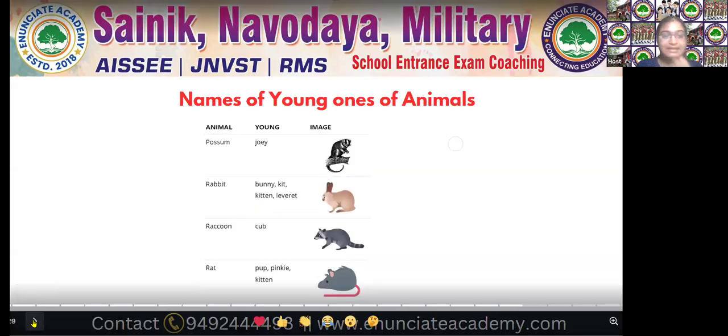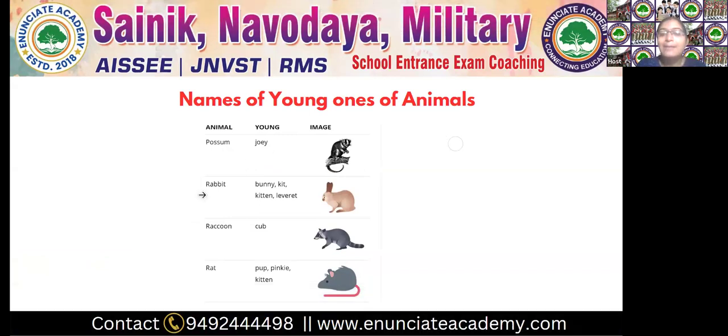And another animal is possum. The young one of possum is called a joey. And the young one of rabbit is called a bunny, kit, kitten, or leveret.